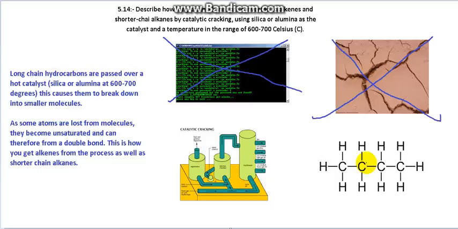So now there is a diagram there, and that is a long chain alkane converted with cracking to a short one. Now we have come to the end of this presentation. We have covered specification points 5.6 to 5.14, and thank you and goodbye.